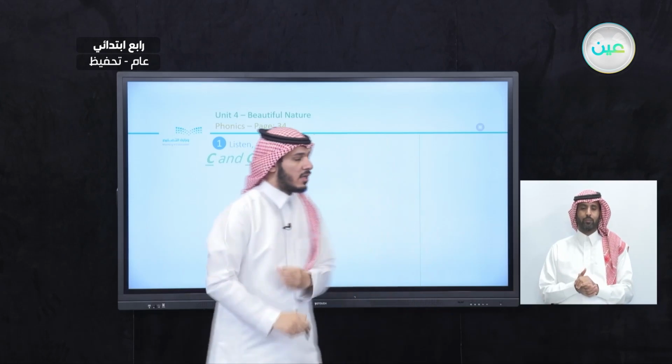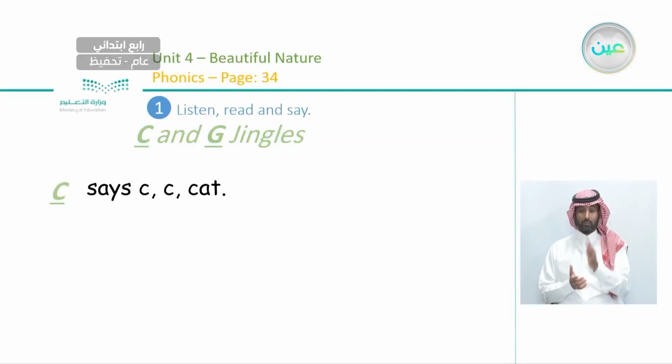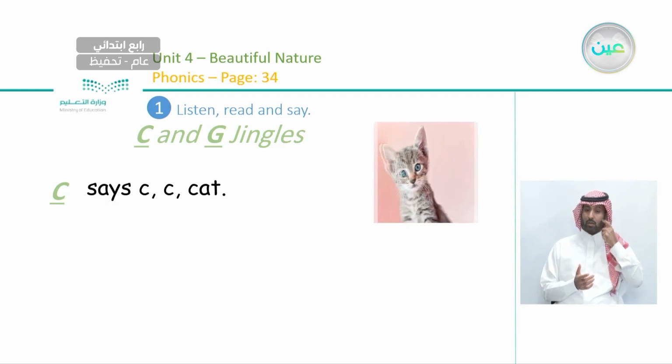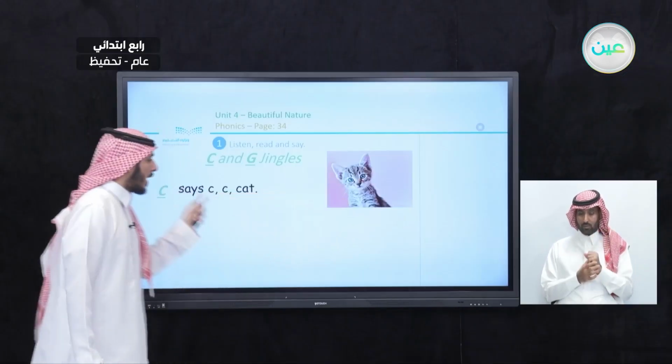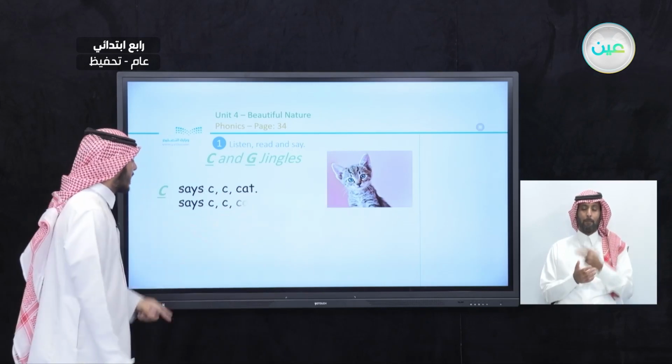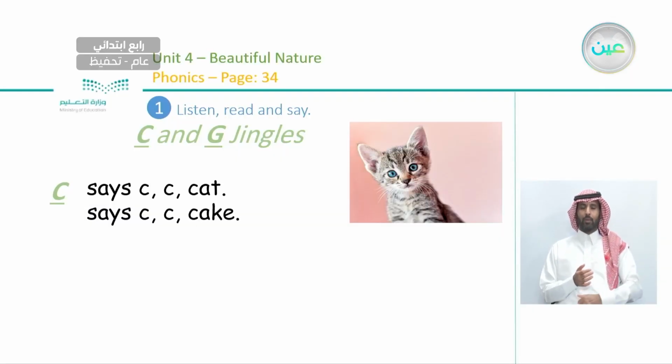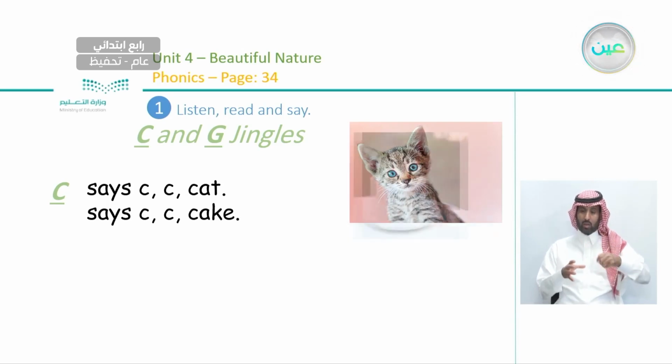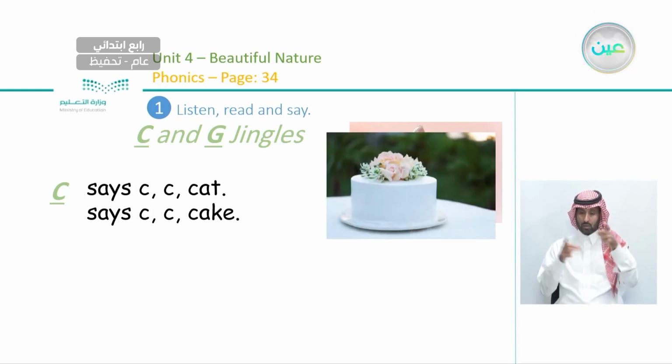Let's take them one by one. C says ka, cat. What is cat? Yes, that is the cat. Excellent. So again, C says ka, cat. C says ka, cake. What is the cake? This is the cake.